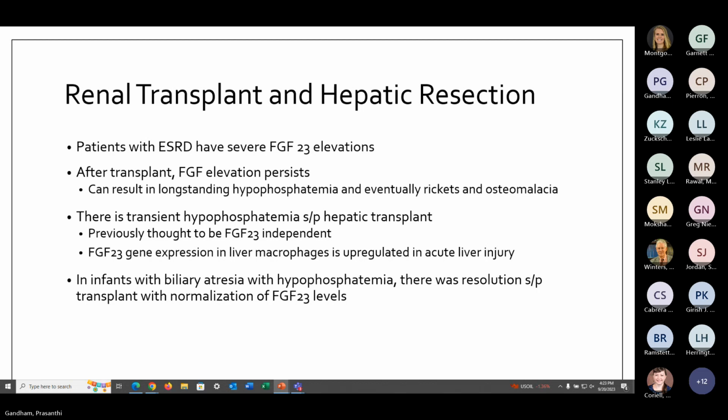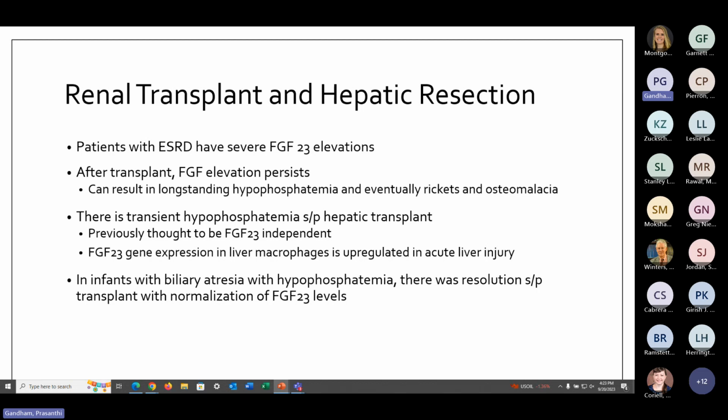FGF23 is also, of course, going to downregulate your calcitriol level and downregulate PTH. And this is, of course, going to further increase your phosphaturia. However, as renal disease progresses and the number of functional nephrons decreases, the FGF23 is no longer able to enhance phosphaturia as efficiently or sufficiently. And this is thought to be due possibly to declining klotho expression, and eventually phosphate levels begin to rise.